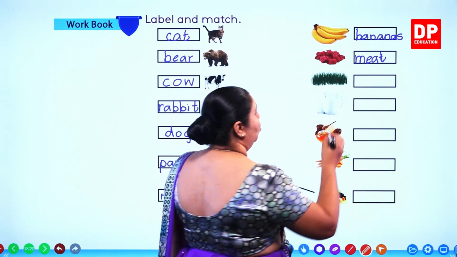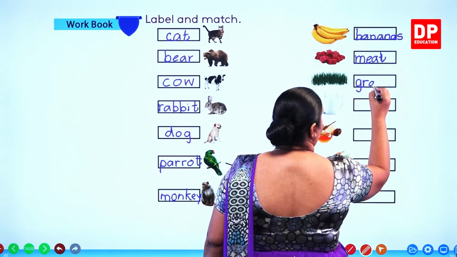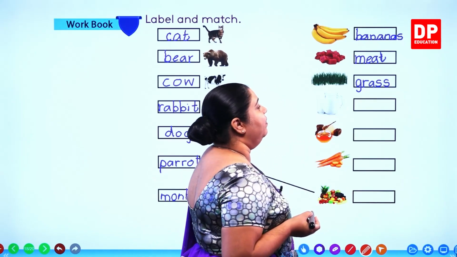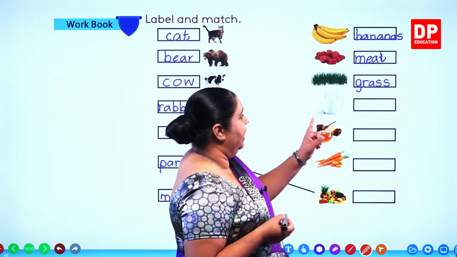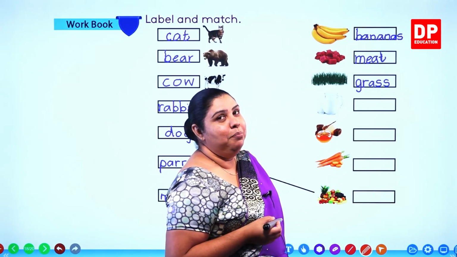How do we write grass? G-R-A-S-S. Grass. Then we have milk.